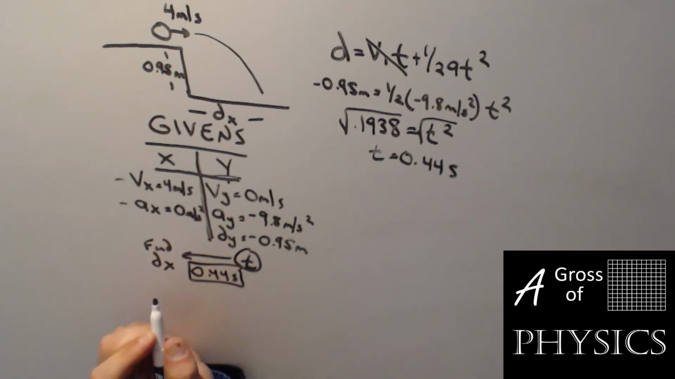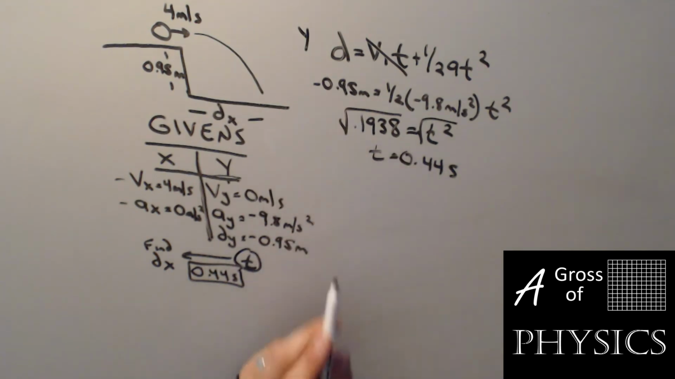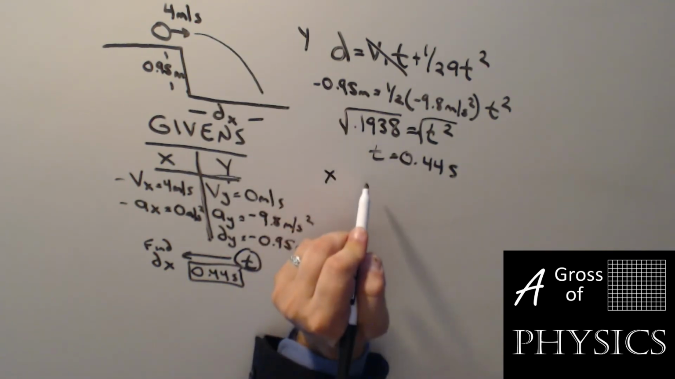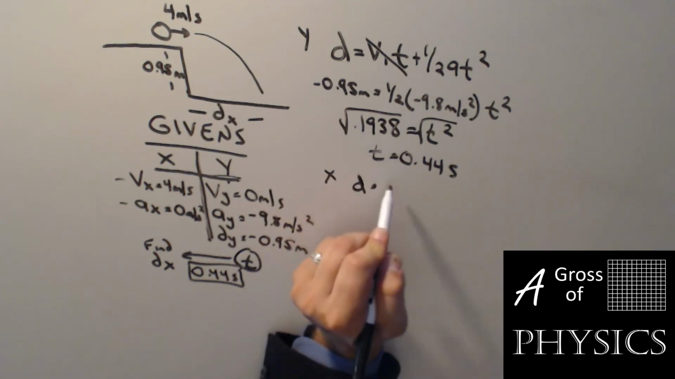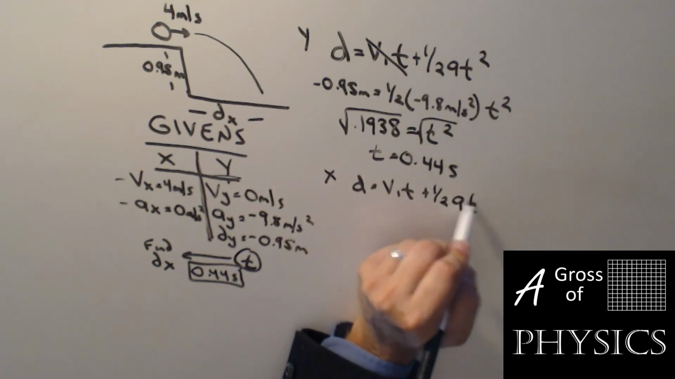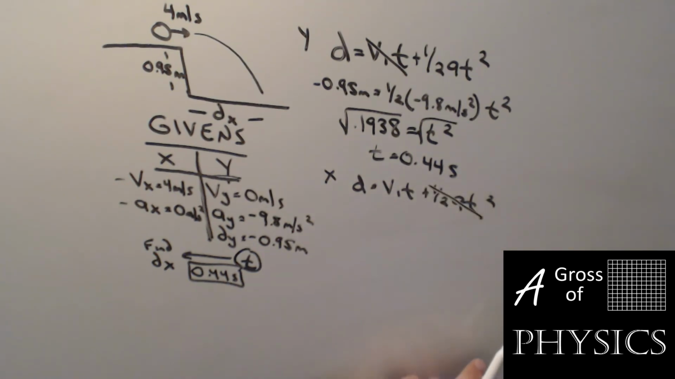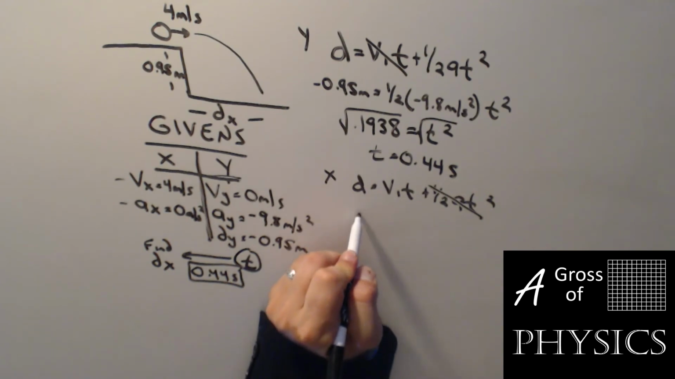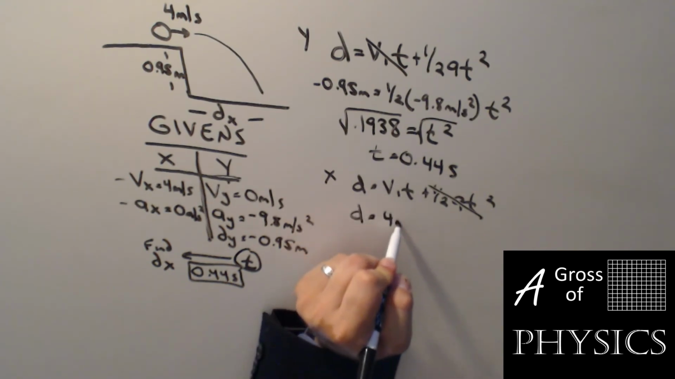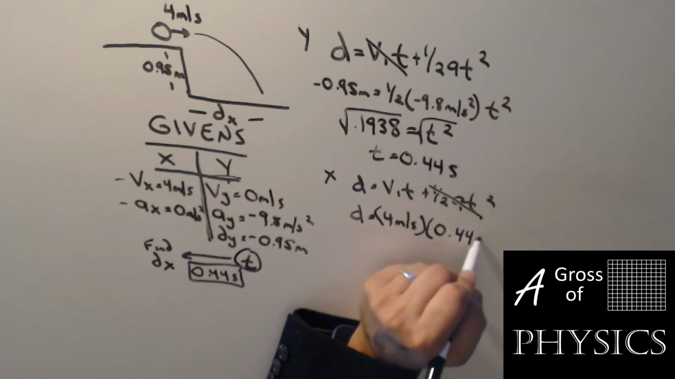So now what I do is I go to the x direction. And sometimes to keep things straight, you could write a y here because you know it's only the y's. Maybe we'll put an x here. I use the same equation again. d equals v_i t plus 1/2 a t squared. And this is going to simplify because the acceleration is 0. So you're left with d, which is what we're looking for, equals 4 meters per second times 0.44 seconds.